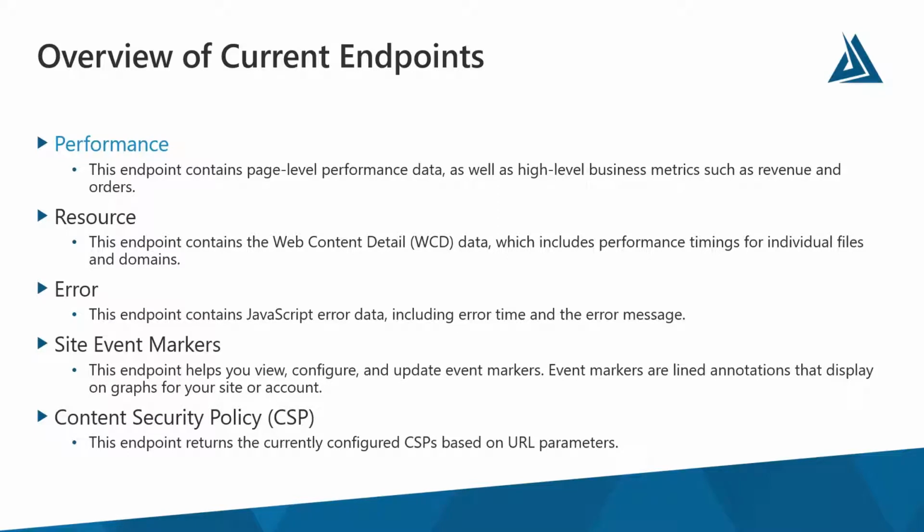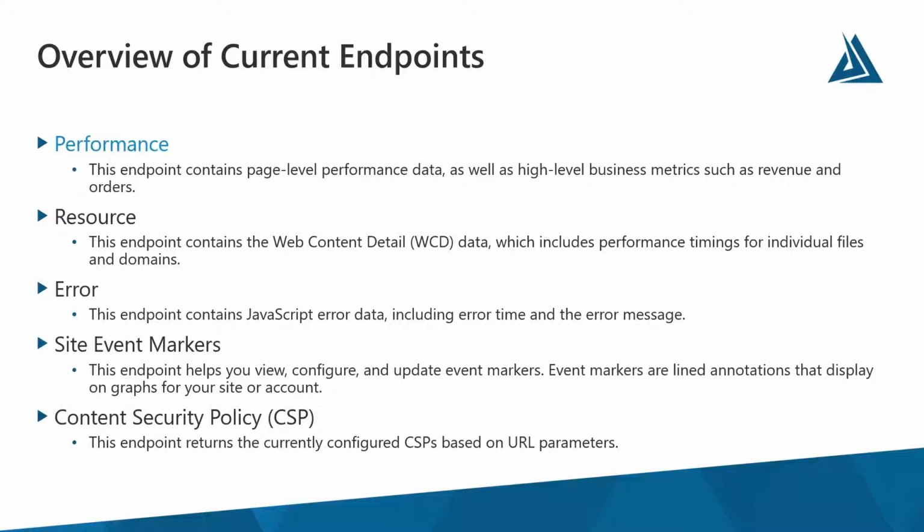All right, so these are the 5 endpoints that we have right now at Blue Triangle. There is the performance, resource, error, site event markers, and CSP. Each of these is in our documentation, and when you go to our documentation, you'll see that the URL to the API is api.bluetriangletech.com/performance, /resource, etc. And that's what we mean by endpoints here.